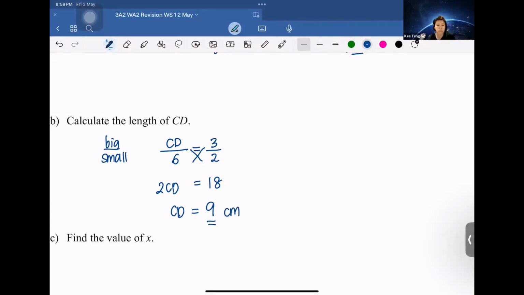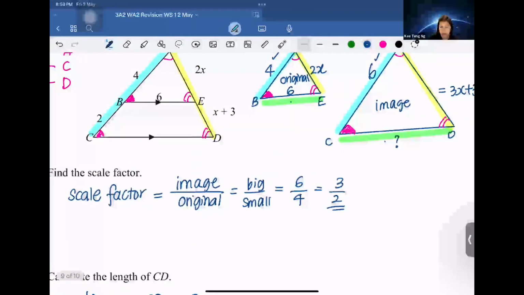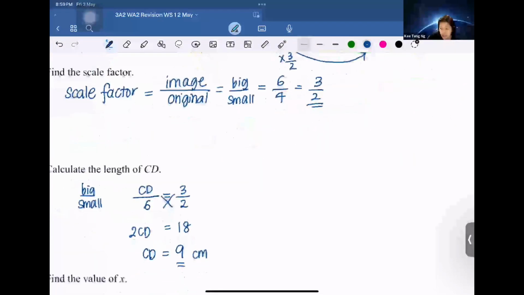Okay, so this is one method using the scale factor ratio. Another method, this is an enlargement that I can use, right? 6 becomes larger, so I multiply by the enlargement scale factor, and it will become larger. So method number 2, from small to big, it's an enlargement. I take 6 times 3 over 2, and that will give me the answer 9 cm as well.